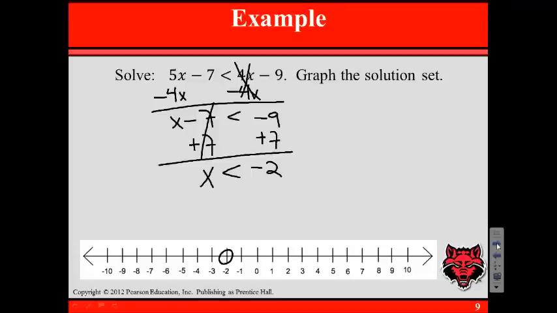We can also use the inequality symbol to tell us which direction we need to shade. Think of it as an arrowhead that's pointing in the direction that your shaded line is going to go. So this arrowhead is pointing to the left, so we will shade every value to the left of negative 2. And that would be the graphed solution set. X is less than negative 2 would be the inequality notation that we would put into the original solution.